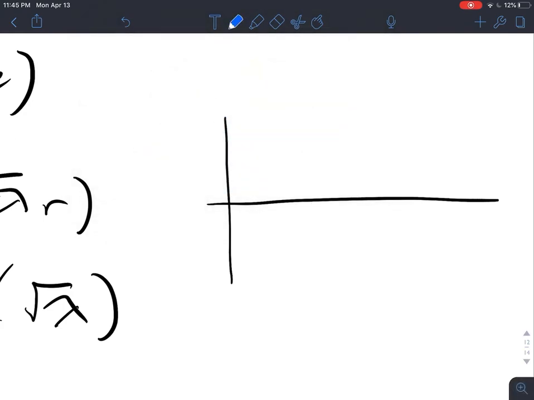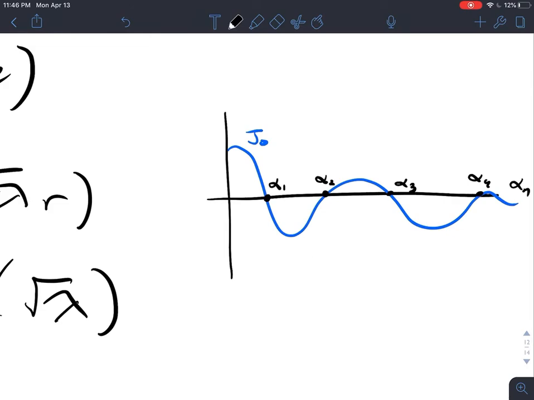So if we start with, let's say, J0 again. So this is J0. The zeros of the Bessel function can be marked every single place here. So alpha 1, alpha 2, alpha 3, alpha 4. So when I say alpha, I mean alpha n is the nth zero of the Bessel function.